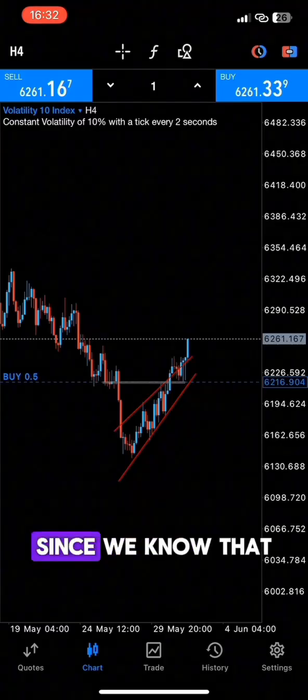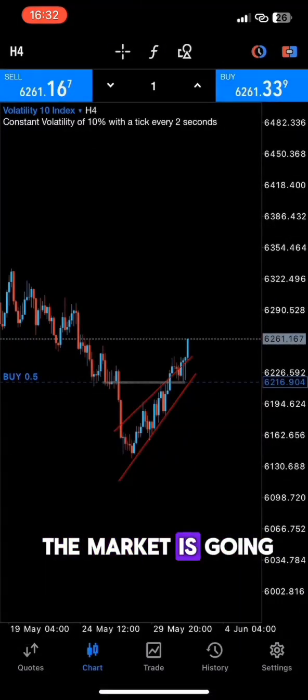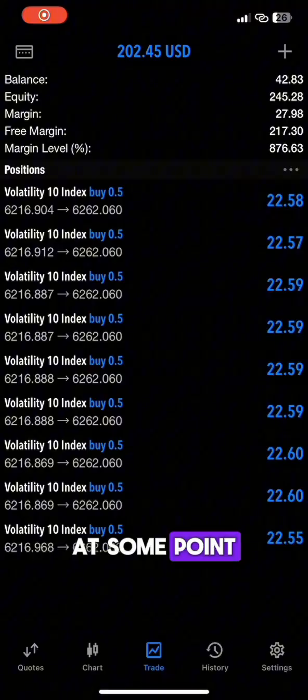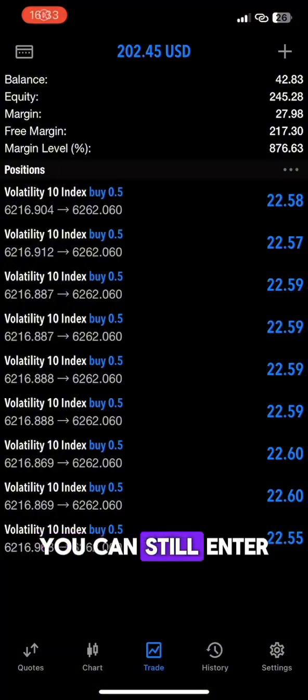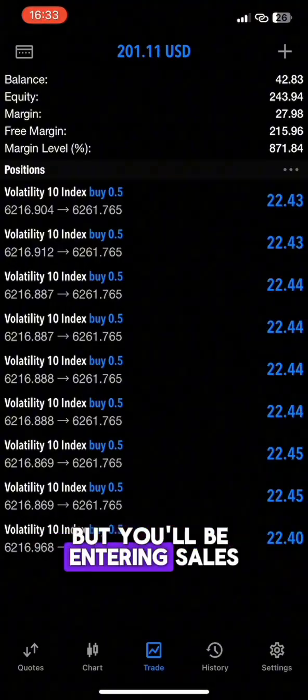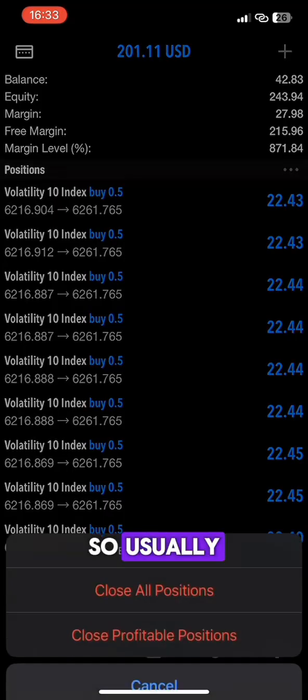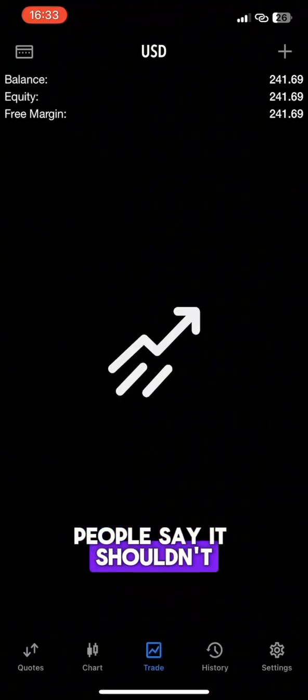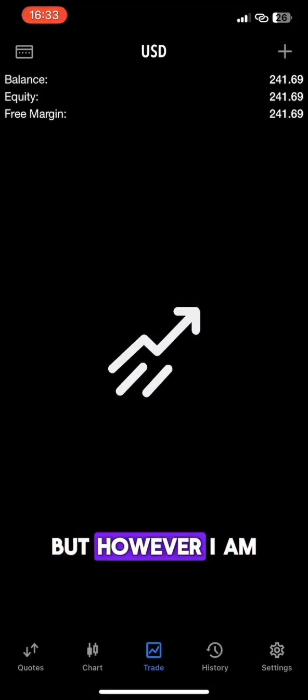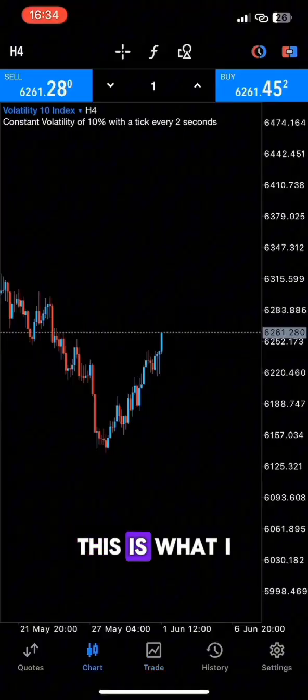However, since we know that the market is going to sell at some point, you can still enter this trade, but you'll be entering sells. So usually people say you shouldn't enter the same trade, but however, I am Forex comrade. This is what I do.